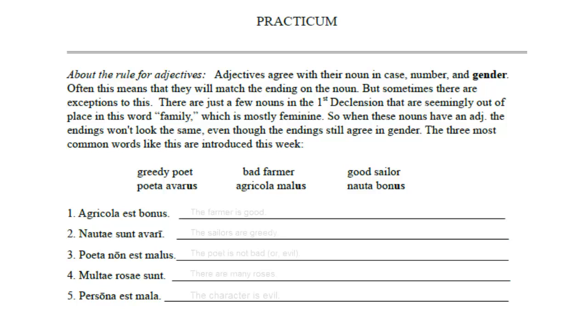So how did you do? Number 1 is the farmer is good. Number 2, the sailors are greedy. Number 3, the poet is not evil or not bad.